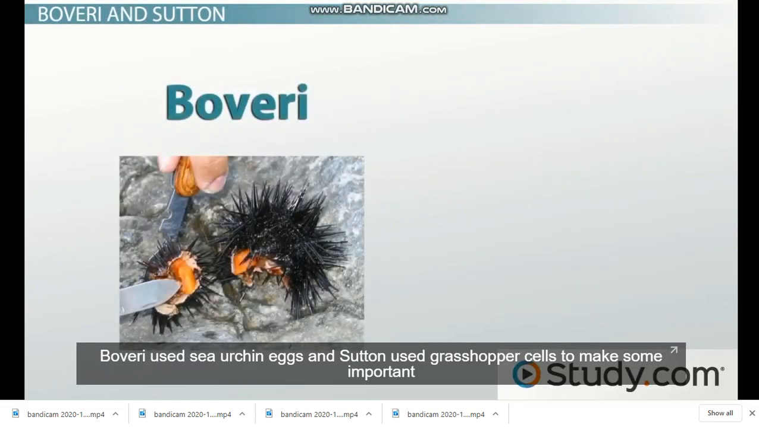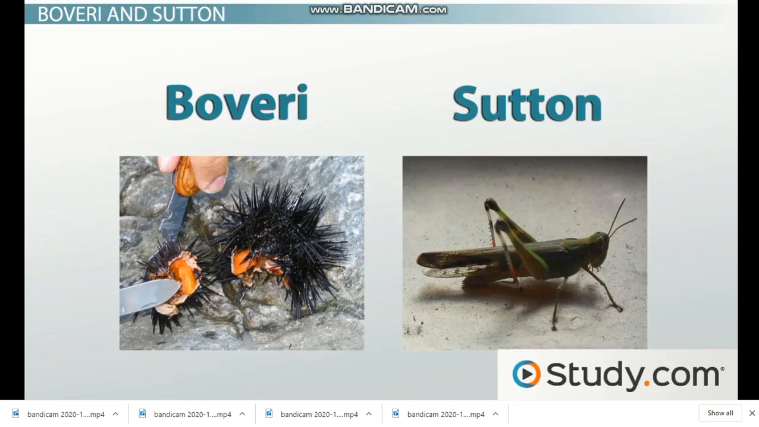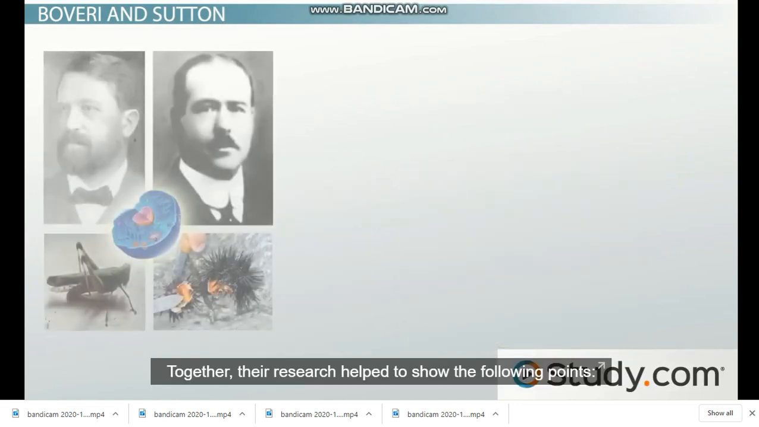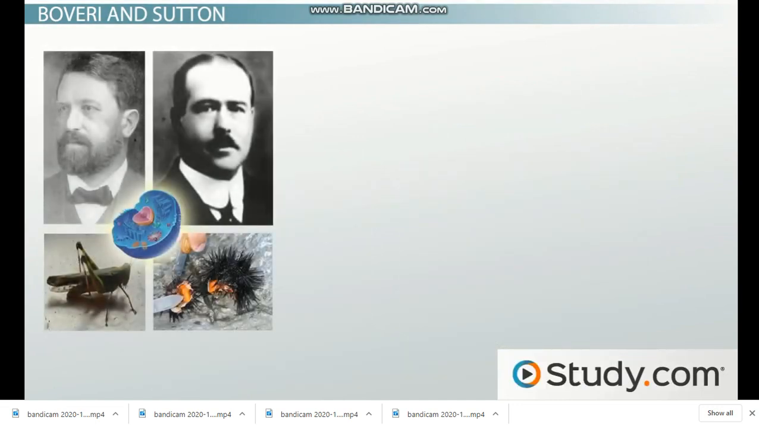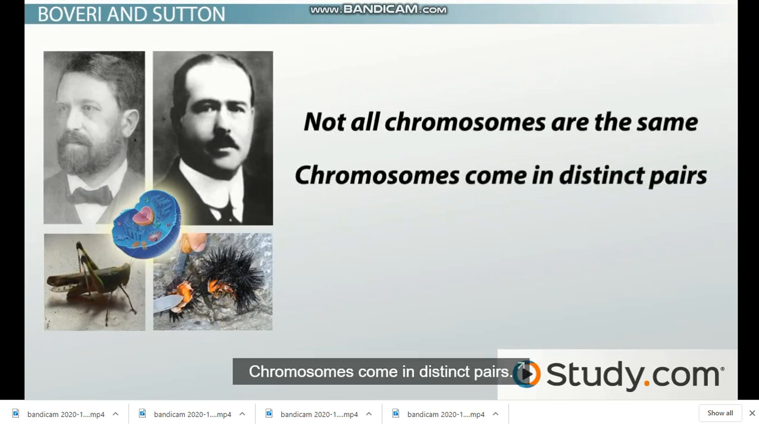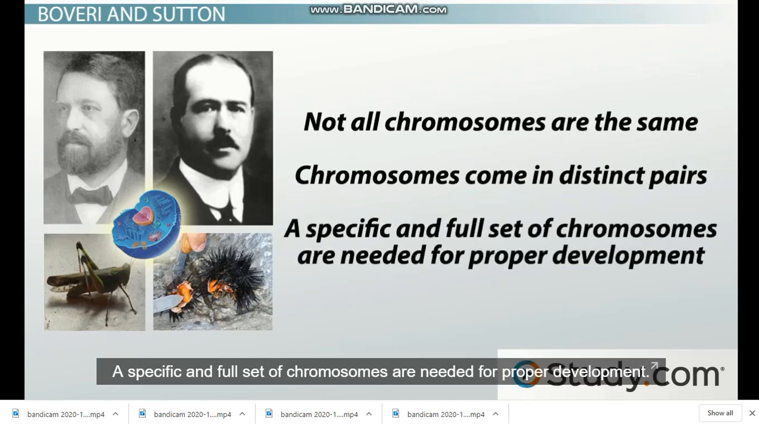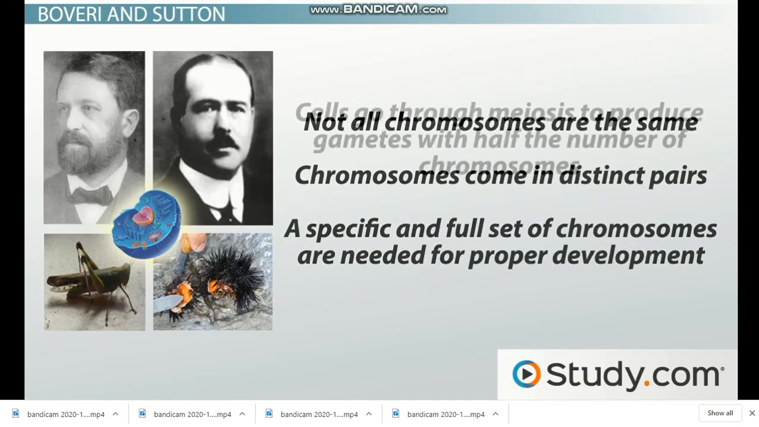Boveri used sea urchin eggs, and Sutton used grasshopper cells to make some important observations about chromosomes, the DNA and protein structures within eukaryotic nuclei. Together, their research helped to show the following points. Not all chromosomes are the same. Chromosomes come in distinct pairs. A specific and full set of chromosomes are needed for proper development.